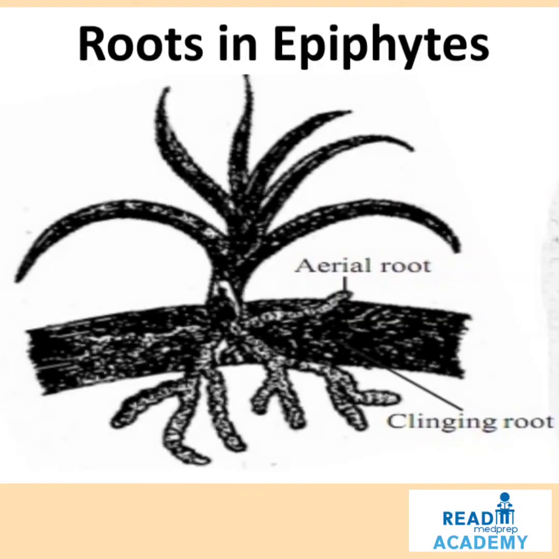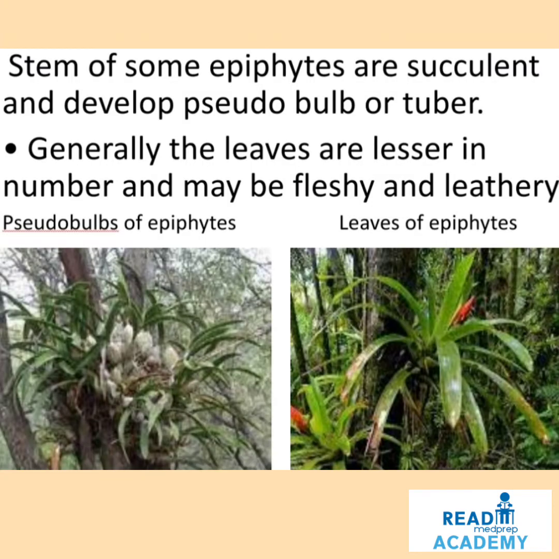In this image you can see the roots in epiphytes. It has aerial roots which hang in the atmosphere for the absorption of water vapor and some nutrients, and the clinging roots which fix the plant to the supporting plant. Stem of some epiphytes are succulent and develop pseudobulb or tuber. You can see in the image on the left side. Generally, the leaves are lesser in number and may be fleshy and leathery. You can see in the image on the right side.